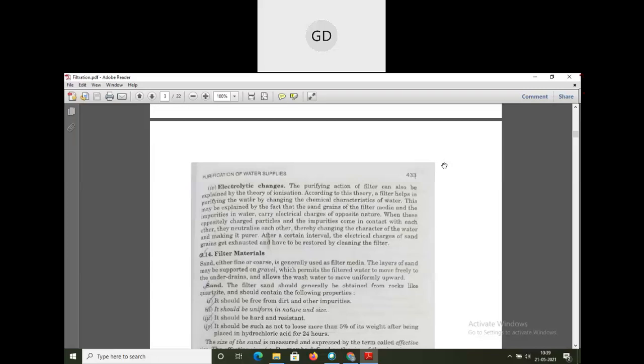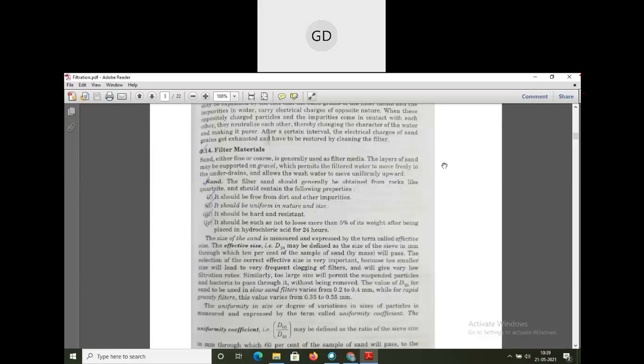Next, we have known what filtration is, and we have learned about the theories behind filtration, but now we have to know what the filter materials are that are used in a filtration process, right? So it is the filter media. It can be sand, that might be fine aggregates or coarse aggregates, and again there is gravel. So all these things are there. First of all we will learn about the sand.